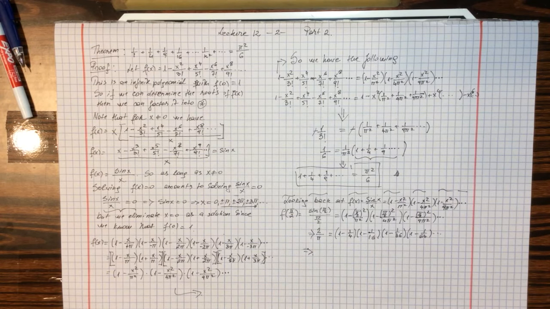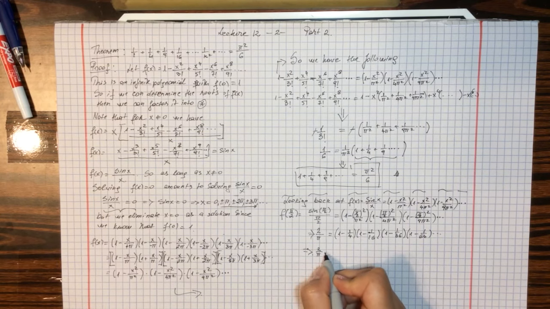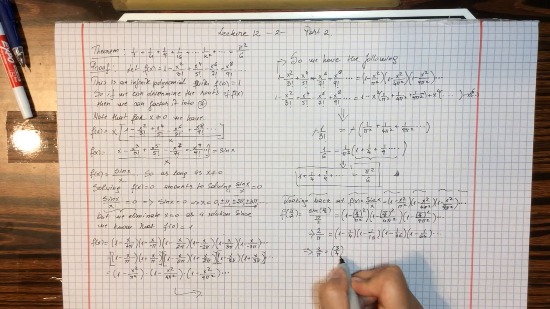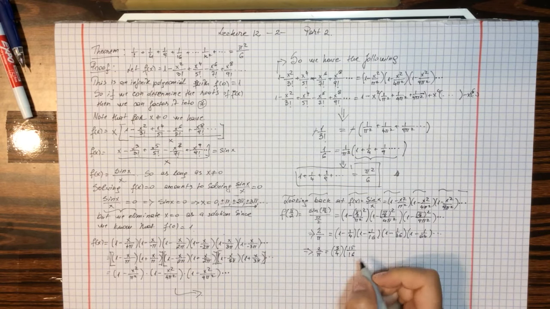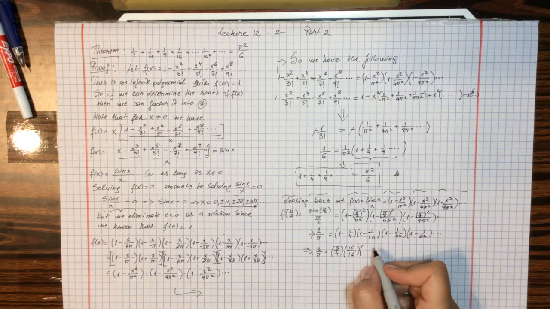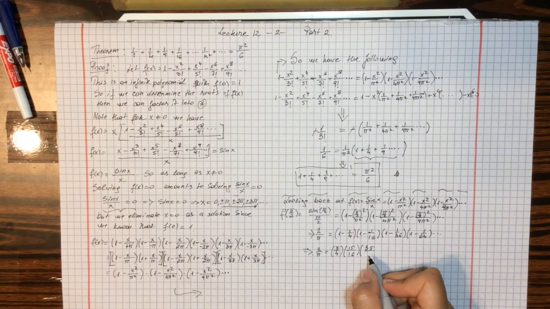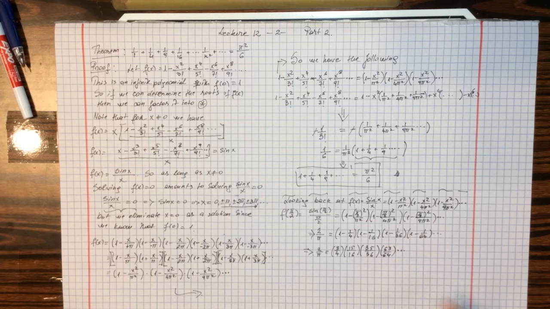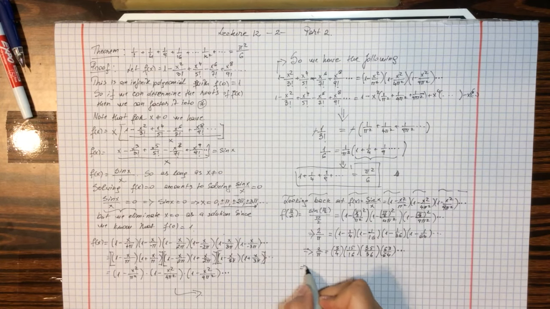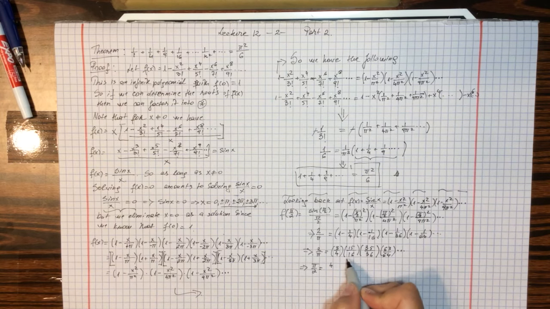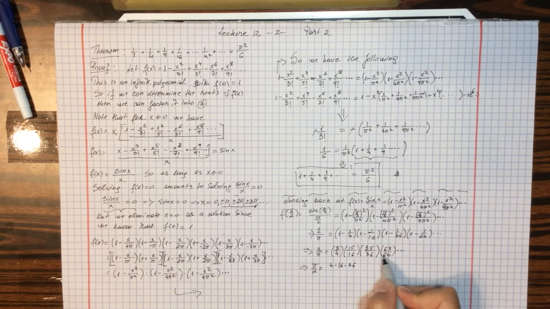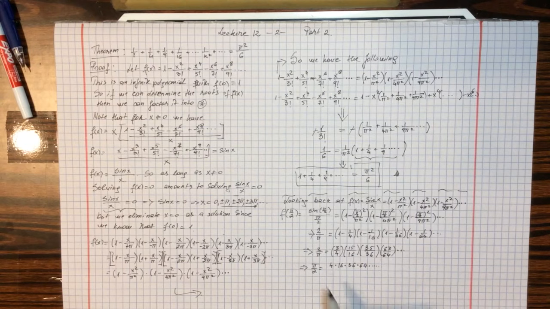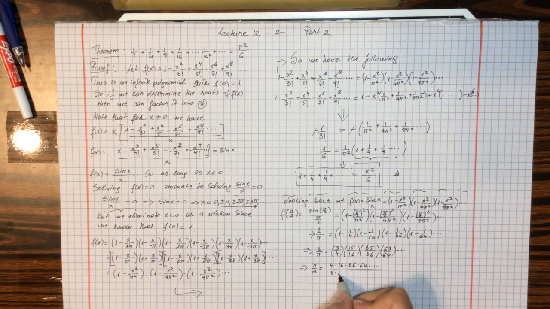So this will imply that 2 over pi is equal to 3 over 4 times 15 over 16 times, if you were to do the math inside, 35 over 36 times 63 over 64, and so on. Now, if you are to take the reciprocal of that, you'll have pi over 2 equals 4 times 16 times 36 times 64 over 3 times 15 times 35 times 63 times whatever.